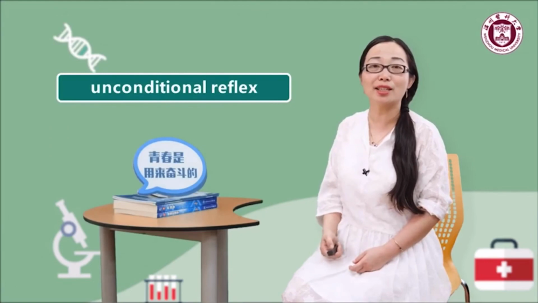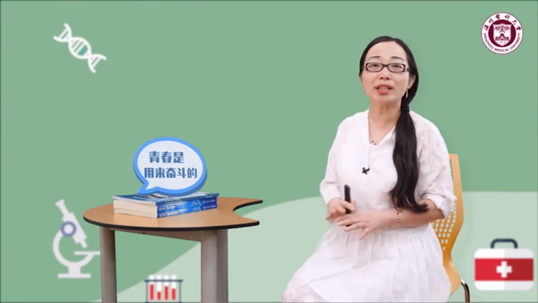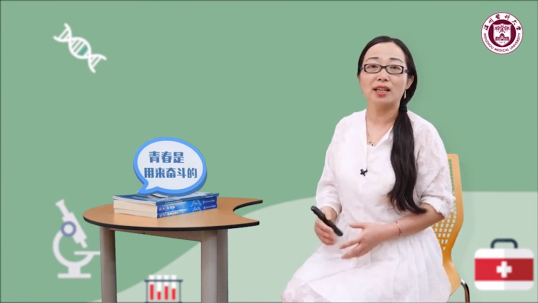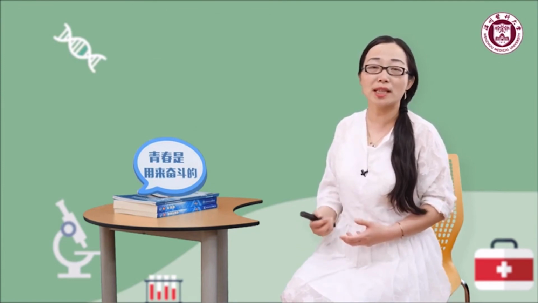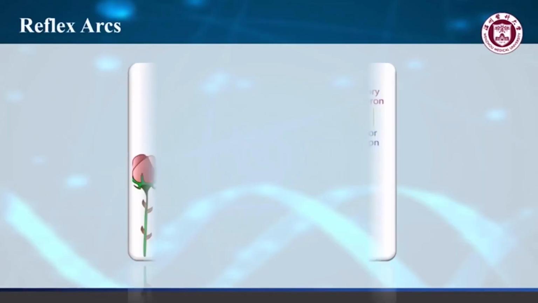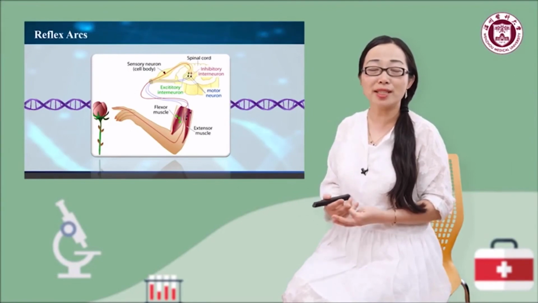That is unconditional reflex. Okay, after we talk about these two kinds of reflex, you must remember one thing that is the most important. In these two kinds of reflex, the anatomic structure is very important. That is reflex arc. It consists of five parts: sensory receptor, afferent nerve, central, efferent nerve, and effector.